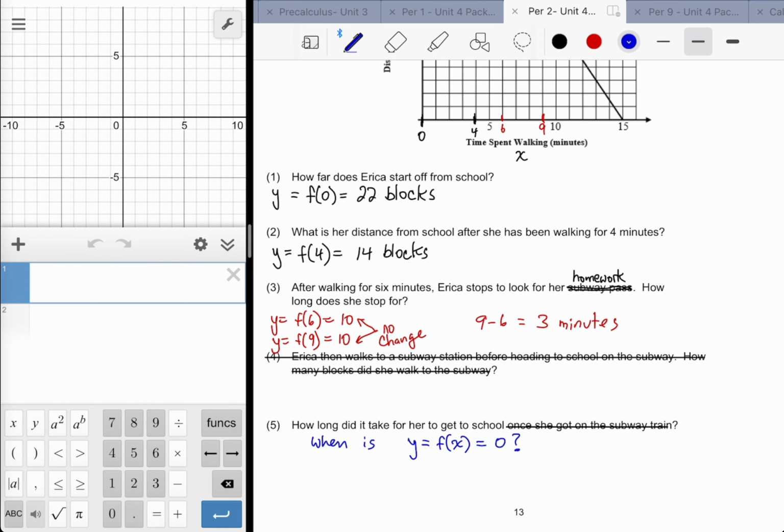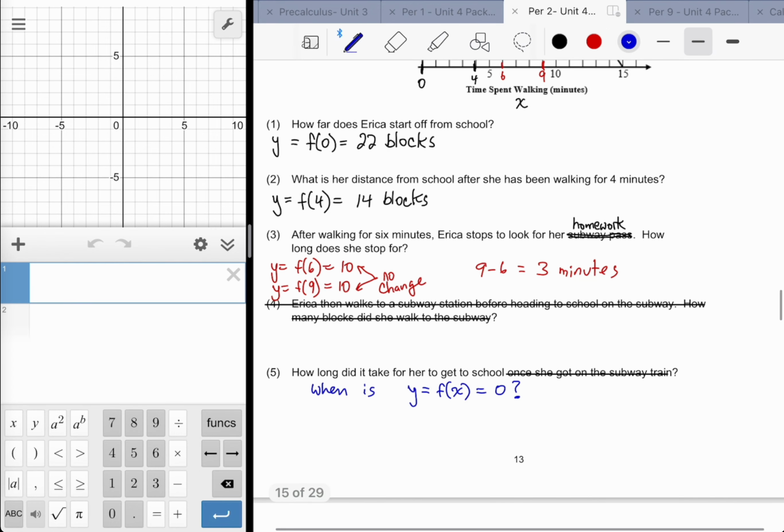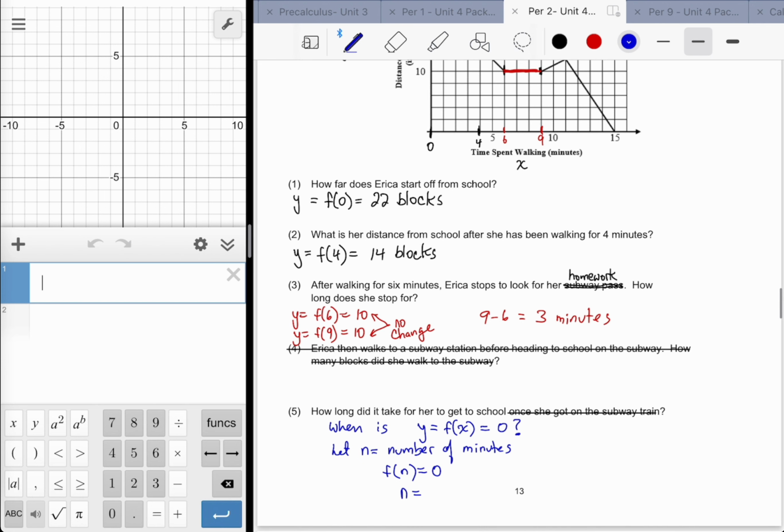All right. In the form of an equation, what you would write is, you define variables, but I would say a typical variable that we've been using is n. So we would say let n equal the number of minutes, so we could say f of n is equal to 0, and then solve for n. That's assuming we had an equation. All right. Notation-wise, that would make sense.